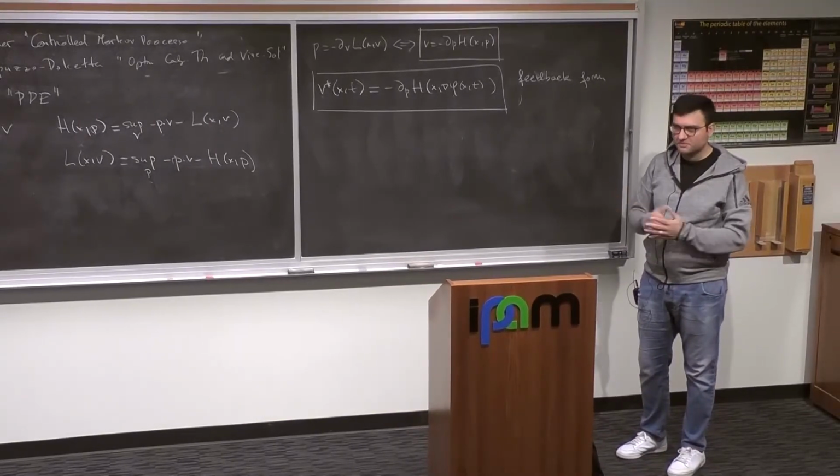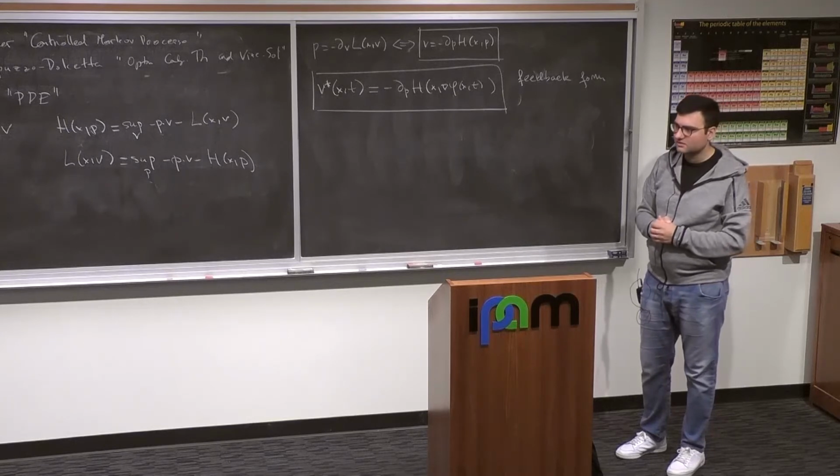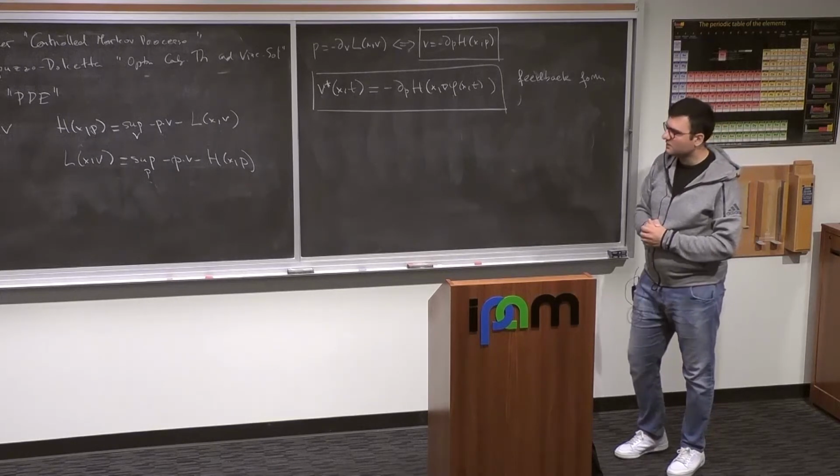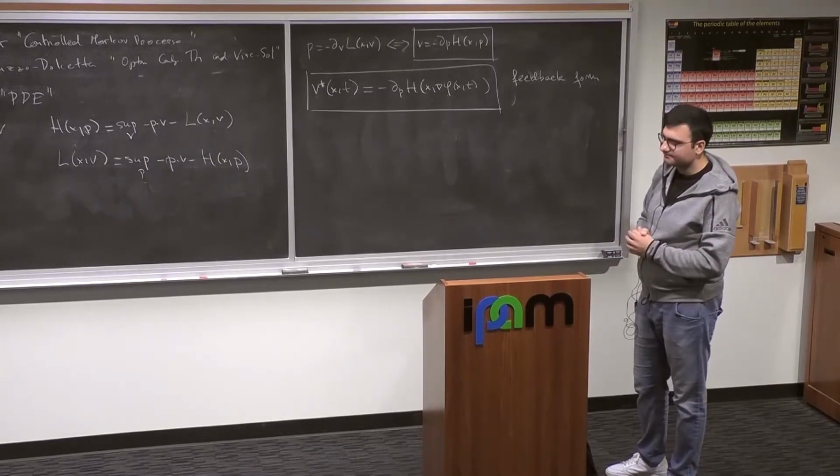Do you have some questions or comments here? It's amazing. The method of characteristics comes out of this stuff. Hamilton-Jacobi equation. Right. Yes. The whole thing is incredible.